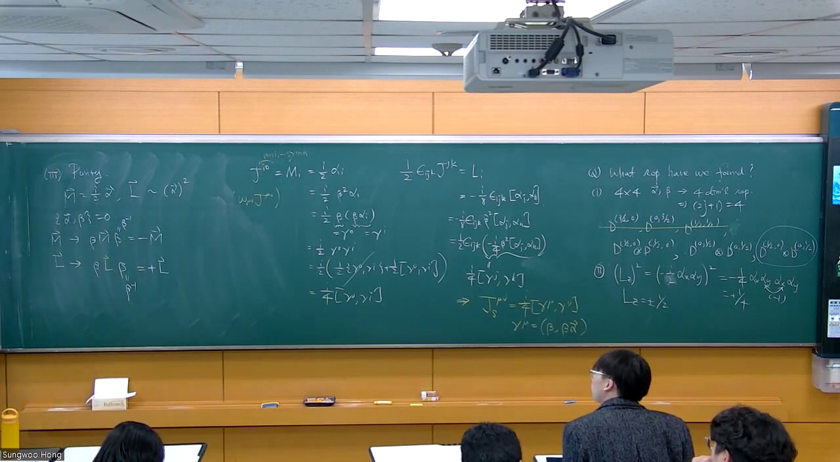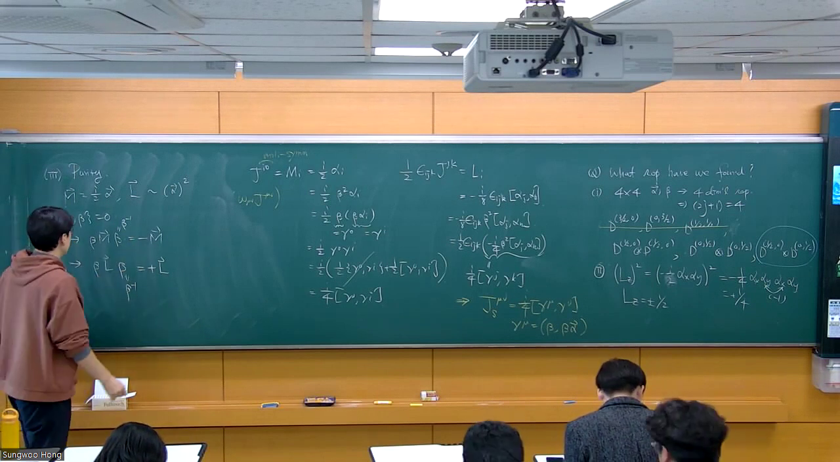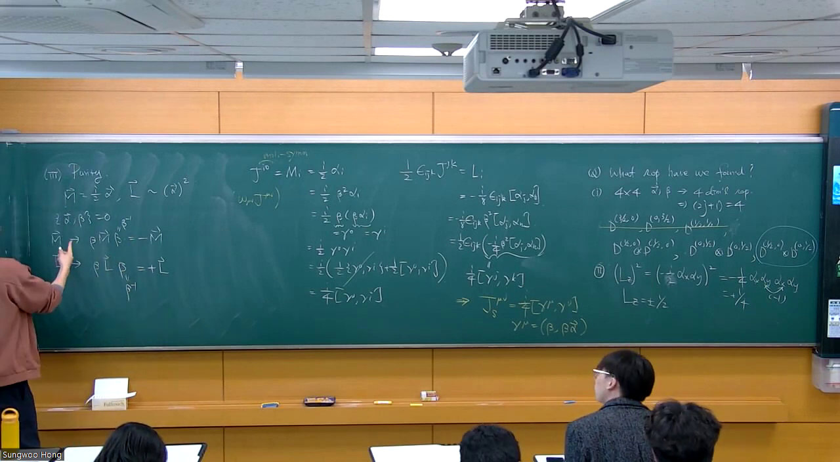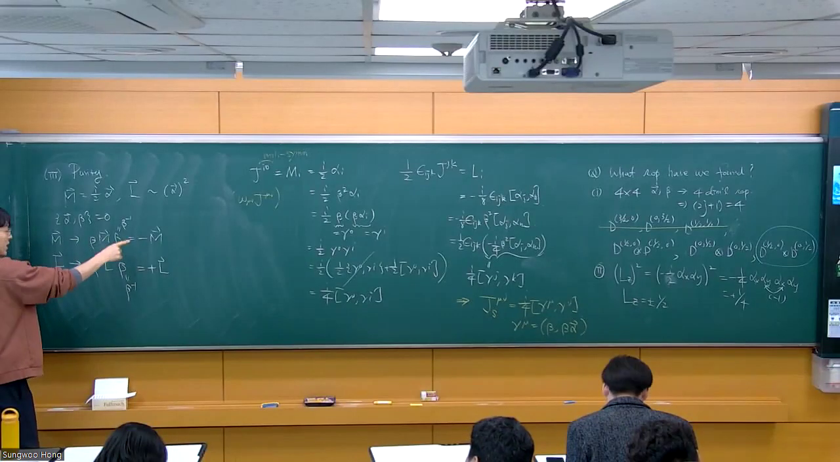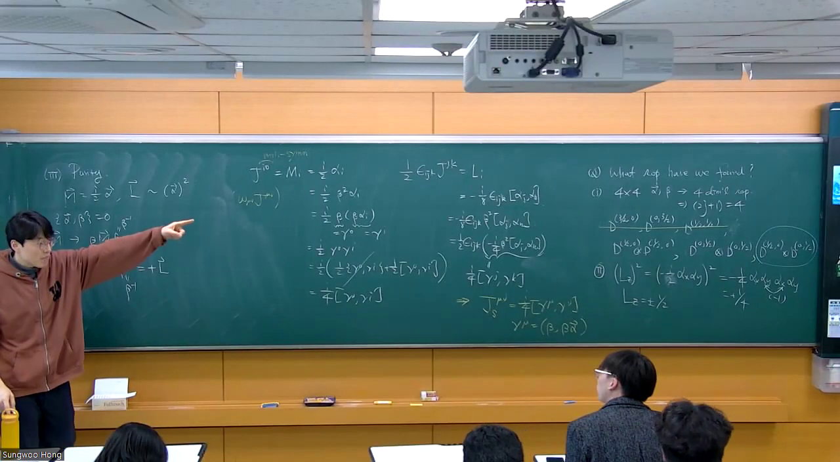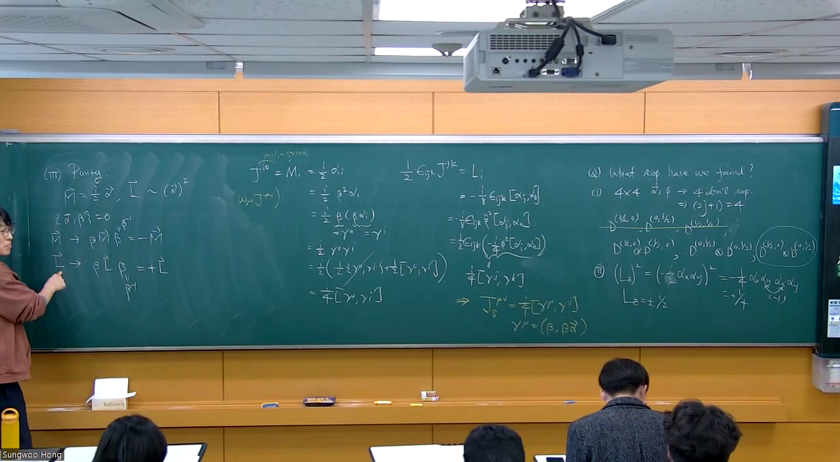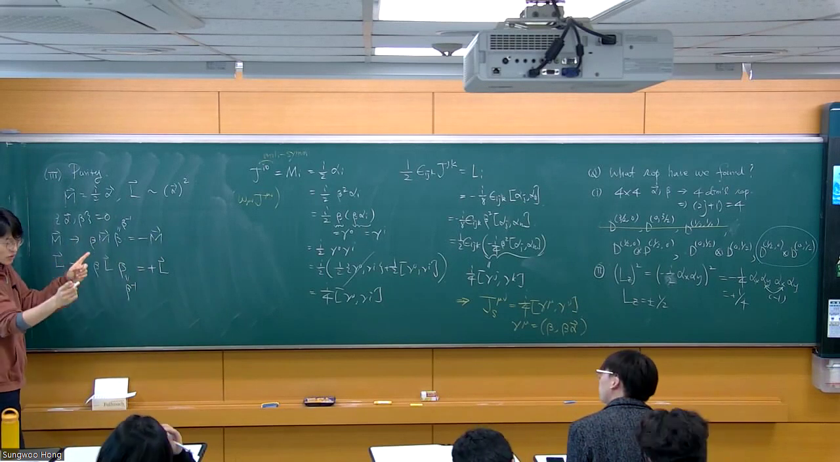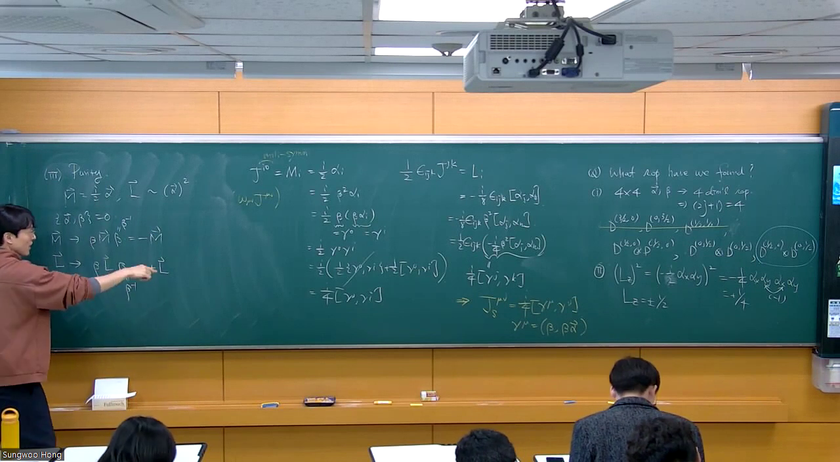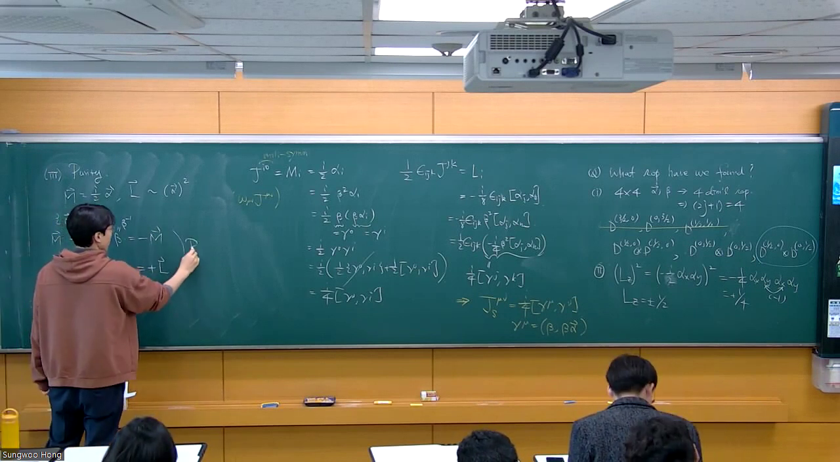Okay? So what have we found? This is exactly the operation that sends a boost to the minus of itself, because a boost is shooting something that way, and parity flips the direction. Rotation is a product of a R and P, so it's even under parity. So this is exactly how parity acts on the generators.